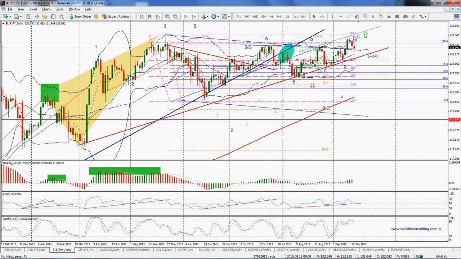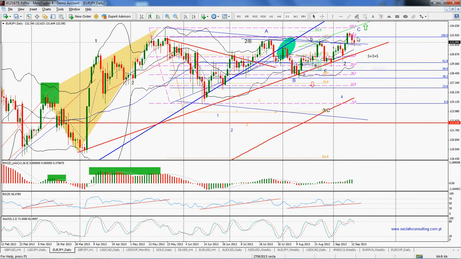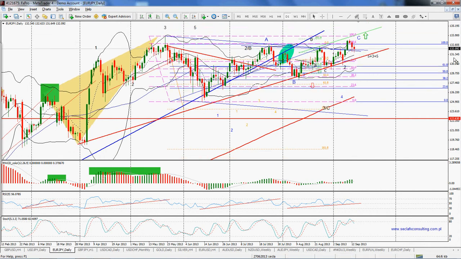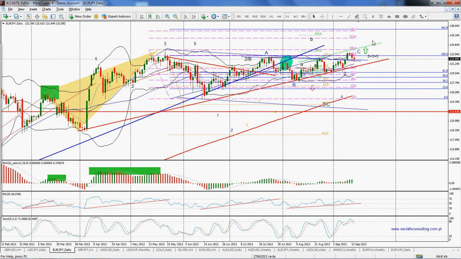And I already had one long trade based on this FIBO 100, where the FIBO 100 was broken here. Okay, so my buy stop signal was triggered, and I made around 10 or 15 or 20 pips. Okay, that was my first take profit area.